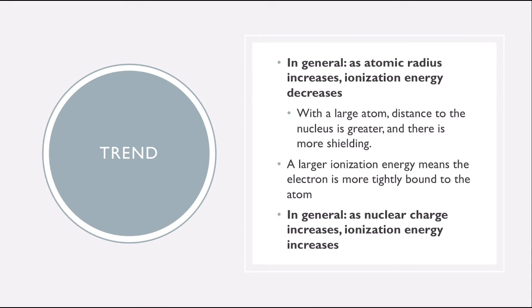So as we know, periodic trends coexist. As atomic radius decreases, ionization energy increases. With a large atom, distance to the nucleus is greater, and there is more shielding from inner core electrons. More energy is then required to remove an electron, as they're more equally attracted to the nucleus and tightly bound. So we can say as well, as nuclear charge increases, ionization energy increases.